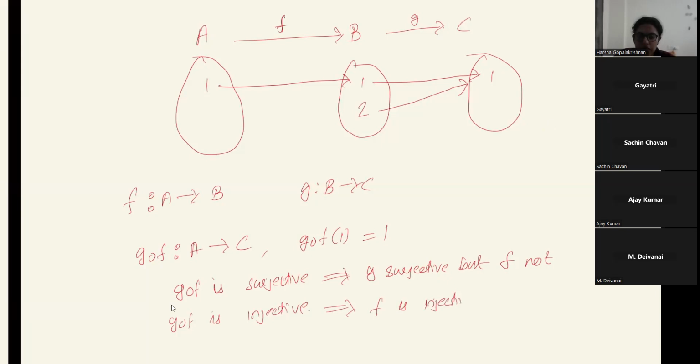So the above statement is true in that sense only. If G composite F is surjective, only G is surjective, F need not be surjective. And if G composite F is injective, only F is injective, G need not be injective. Clear?